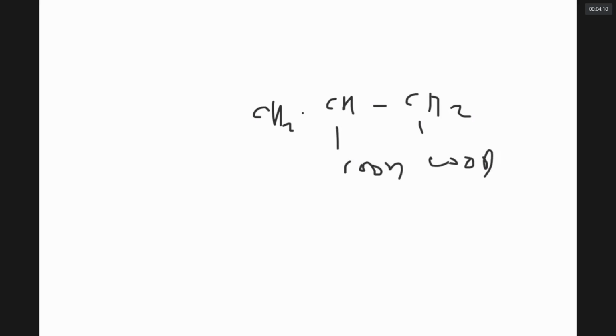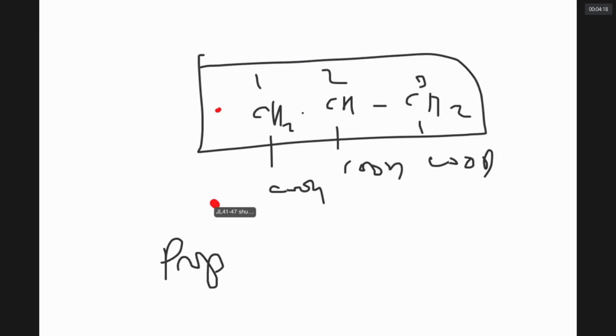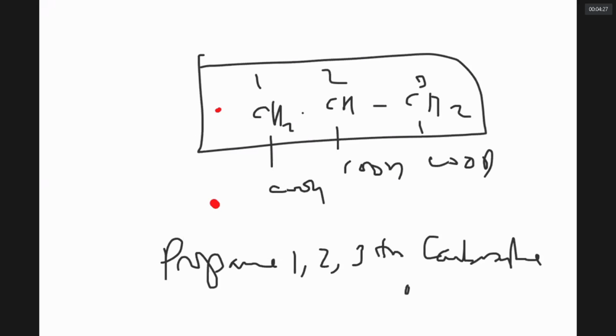Again, IUPAC name. CH2, CH, CH2, COOH. The 3 carbons have COOH groups, so all will get equal priority. So now IUPAC recommends to name it like this: propane-1,2,3-tricarboxylic acid. Sir, why not trioic acid? IUPAC made a special recommendation for this type of compound, to call it tricarboxylic acid.